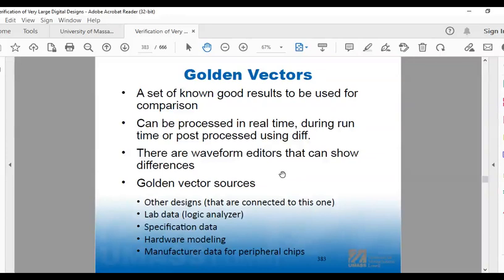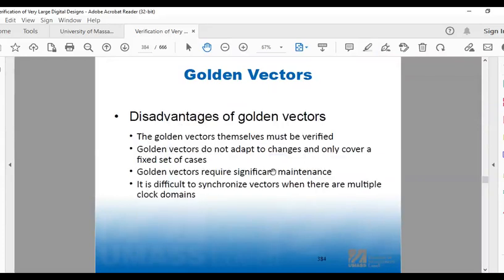So that's spec data. Get it from hardware modeling, put an actual chip in, right? I talked about that when I talked about hardware modeler. And sometimes manufacturers will give you expected kinds of data. So what's the problem? You have to verify that they're right. You gather this data, you have to make sure that you gathered it properly and it's the data that you expected. Every time they change, you have to regather the data.